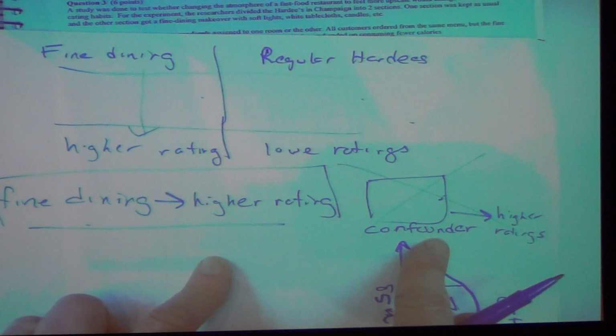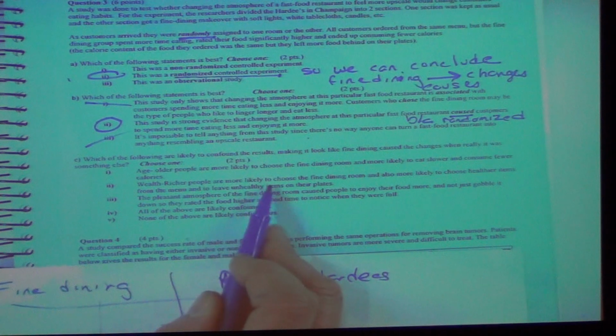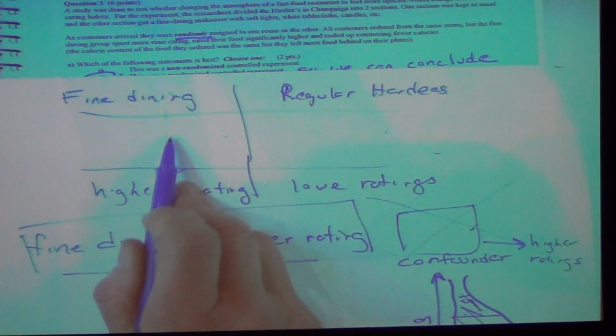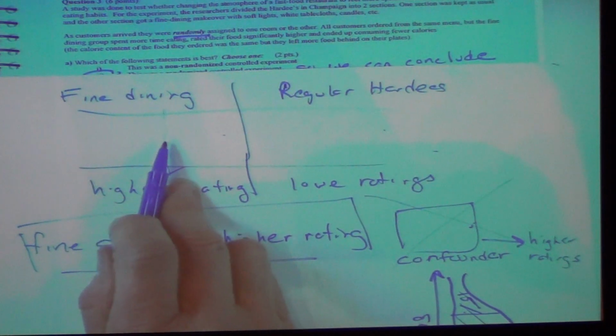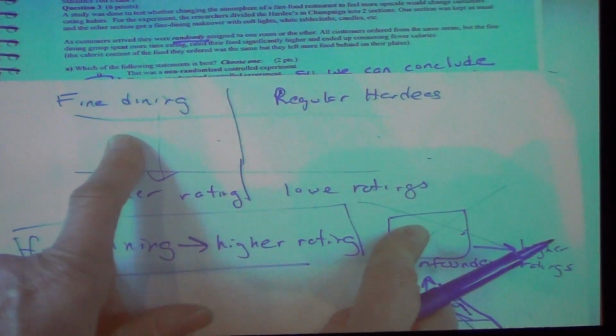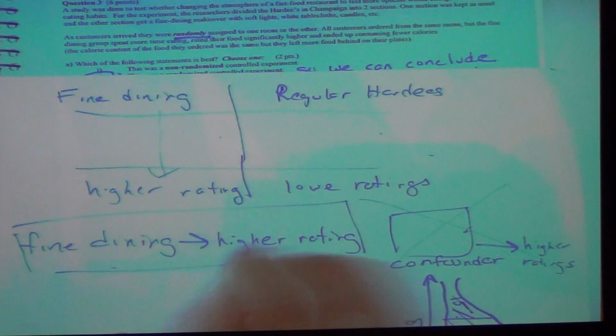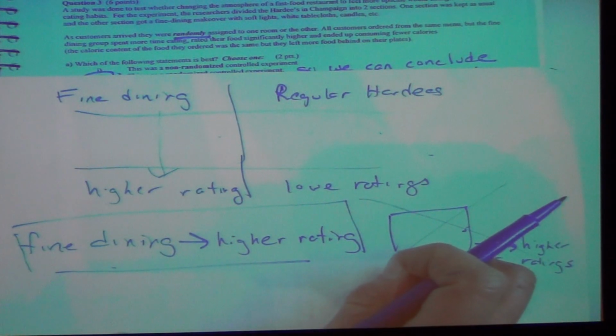In a non-randomized study, yes, the people who chose the fine dining might be, this would have been a confounder. Any of these could be. Wealth, richer people are more likely to choose the fine dining. Older people are more likely to choose the fine dining and linger over their food and eat less, eat fewer calories and give higher ratings. All these things, if the people chose themselves, those could all be confounders. But they're not going to be confounders in a randomized experiment. Does that make sense? Do you understand?